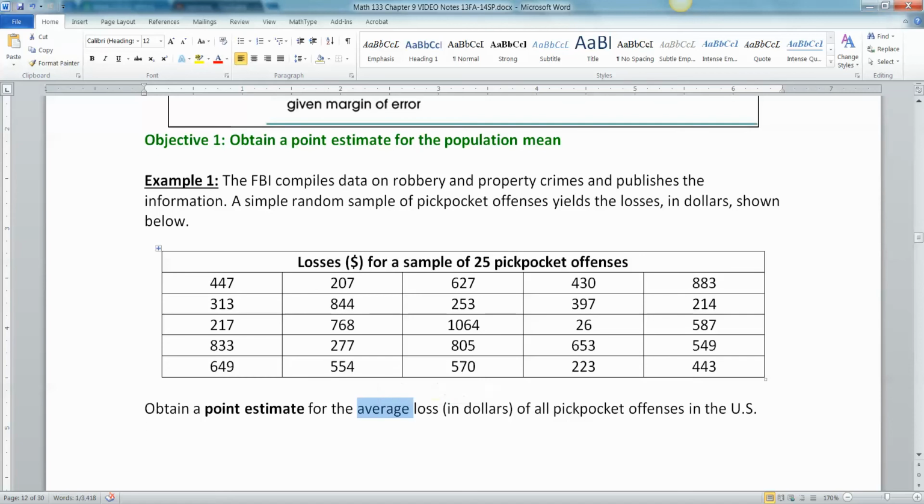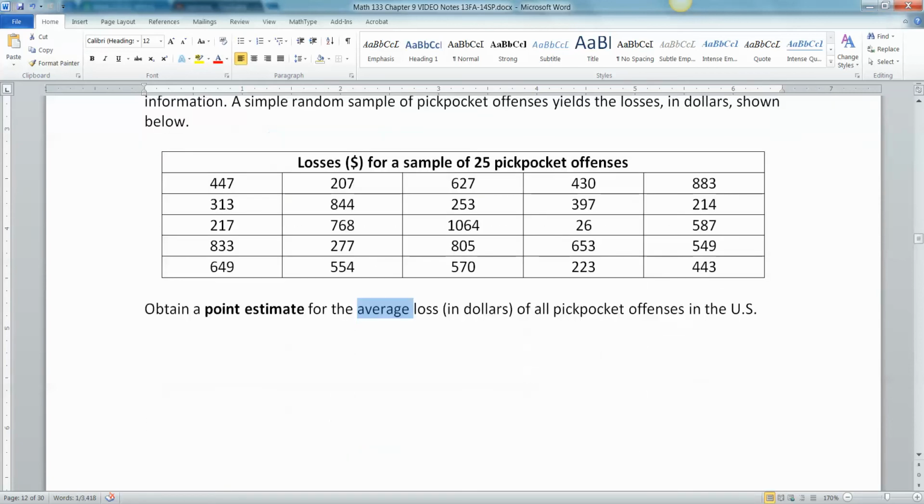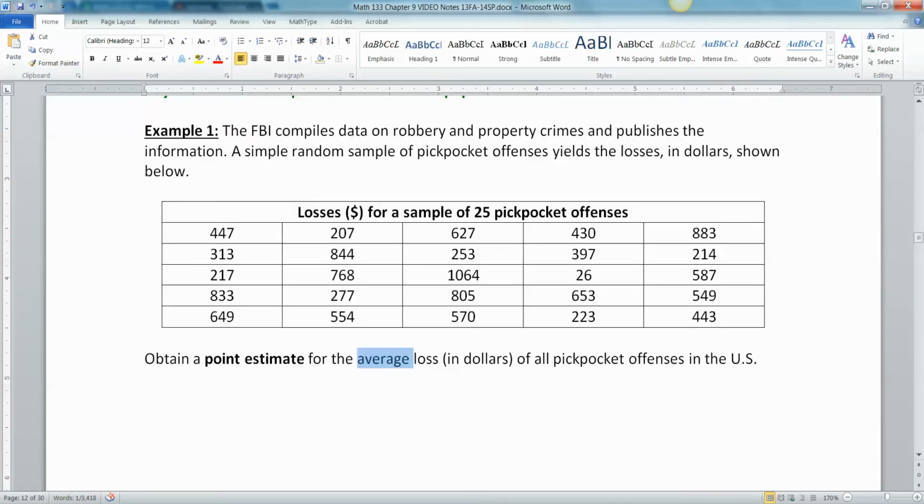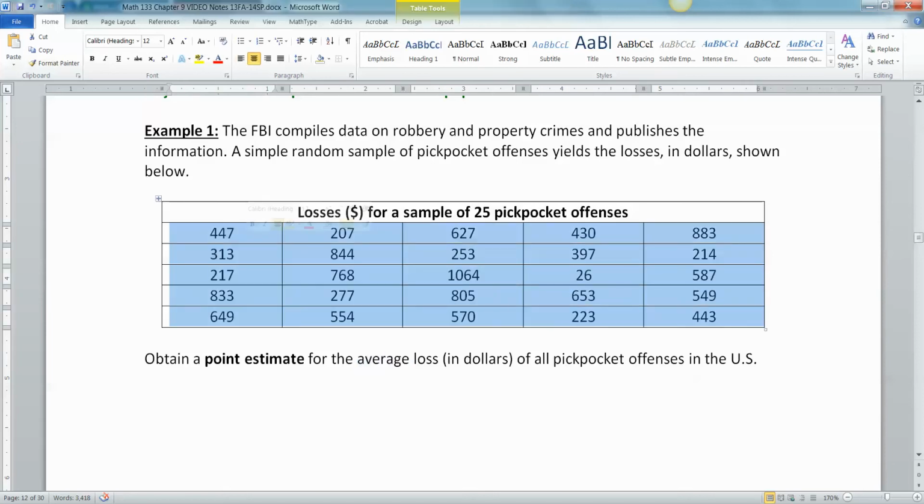Well, since you want a point estimate for the average, what you're really looking at is mu. Of course, mu is for all pickpocket offenses, which we don't have the time to go grab every single one, nor are all of them reported. So we're going to use our sample here to construct a point estimate, a single best guess for what that mu would be. And of course, we learned back in chapter 3 that your best guess for mu is x bar.